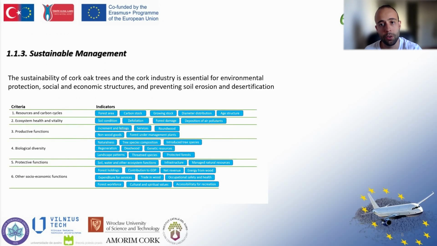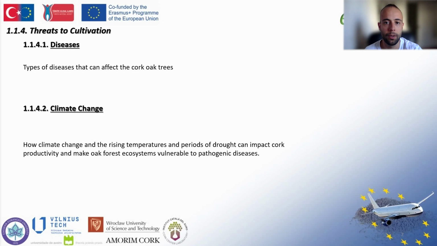The sustainability of cork oak trees in the cork industry is essential for environmental protection, social and economic structures, and preventing soil erosion and desertification. We will see that some criteria and indicators are used to assess and regulate sustainable forest management.